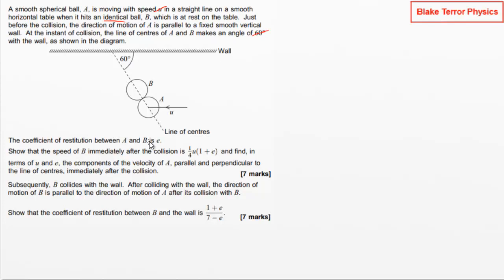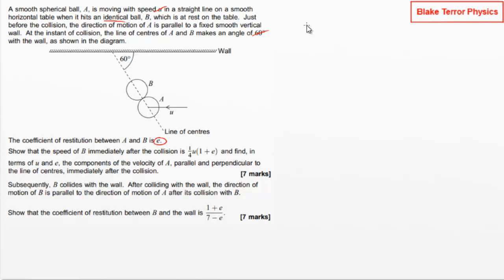They've given us a coefficient of restitution being e. Show that the speed of B immediately after the collision is a quarter of u times 1 plus e. And find, in terms of u and e, the components of the velocity of A parallel and perpendicular to the line of centres immediately after the collision. Right, okay. So at the moment we're working along the line of centres and perpendicular to the line of centres. So let's mark these things out then.